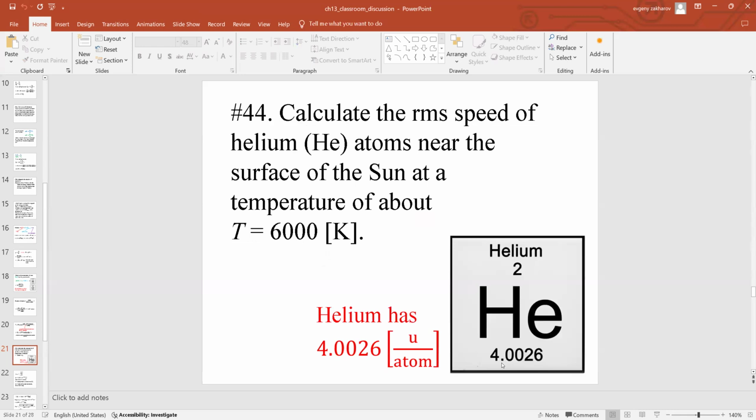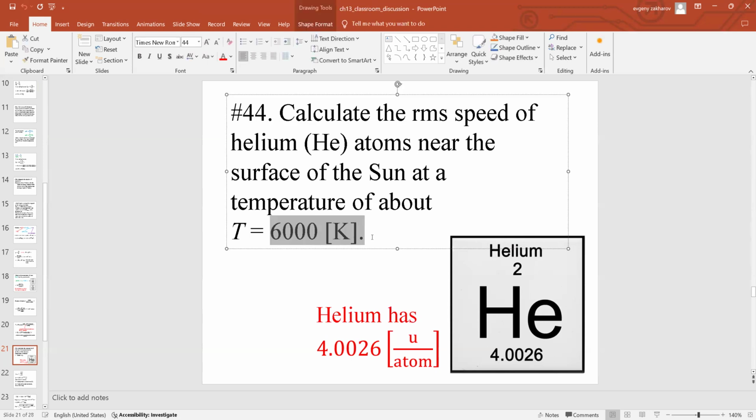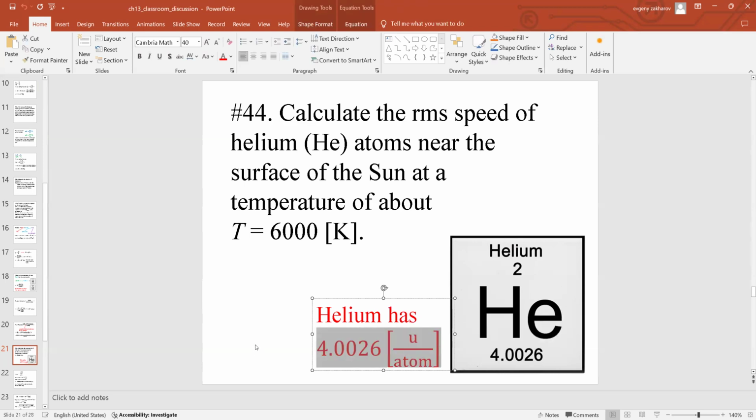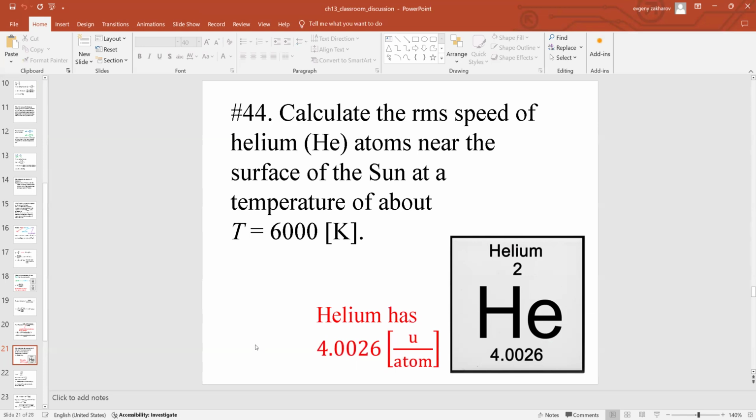Oh, and we actually have one more practice with chemical elements. This time it is how fast helium atoms actually move near the surface of the sun. The temperature of the surface is about 6,000 degrees Kelvin. And helium is number 2 in periodic table of elements, and it has atomic mass of 4 units. So let's use this knowledge to figure out the RMS speed, the root mean square speed.